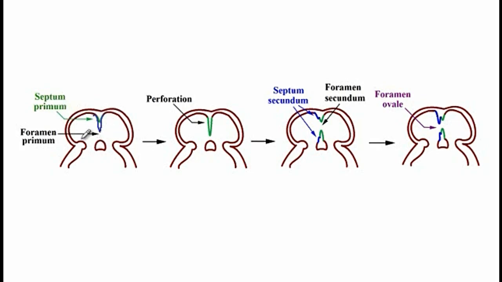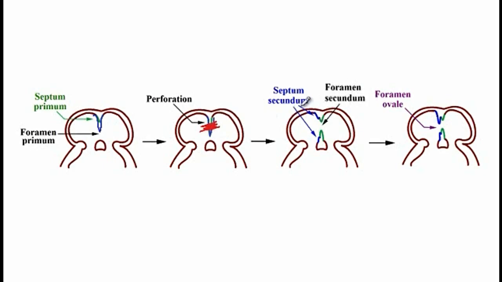Now the hole that remains in between the right atrium and the left atrium is called foramen primum. Once the septum primum grows downward, in the next step it will start to develop perforation in the septum primum. So a new hole will be formed, which is referred to as foramen secundum.